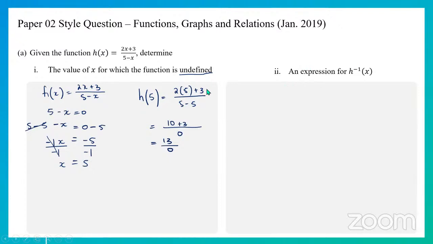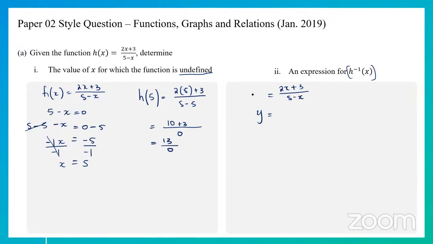All right. Over here, part 2, we have an expression for h inverse x. So basically, this is asking for just the inverse of the function. So when finding the inverse of a function, over 5 minus x, you have two different ways you can do it. You can swap first, where basically you swap your y values. Wherever you see y, you put x. Wherever you see x, you put y.